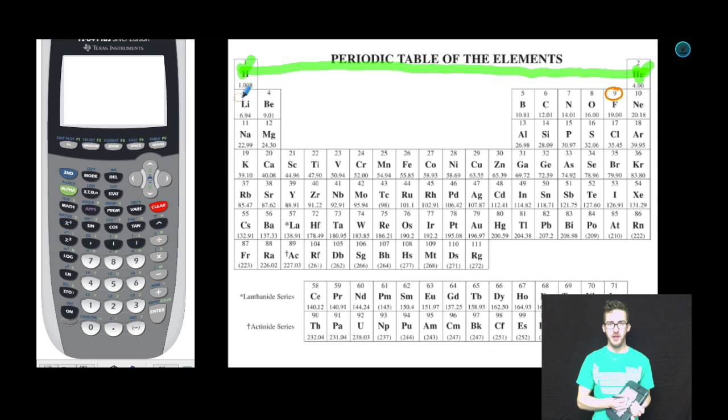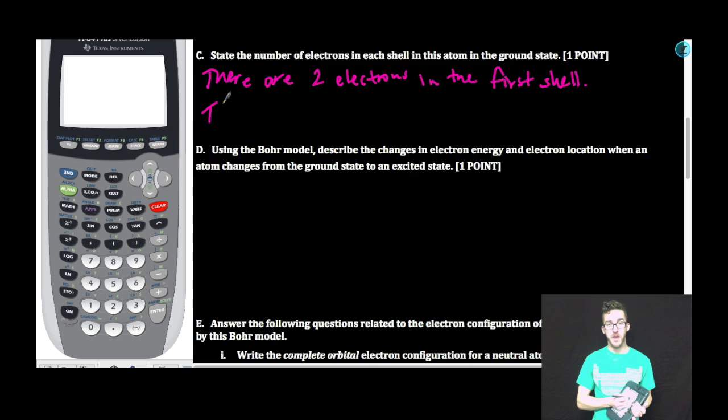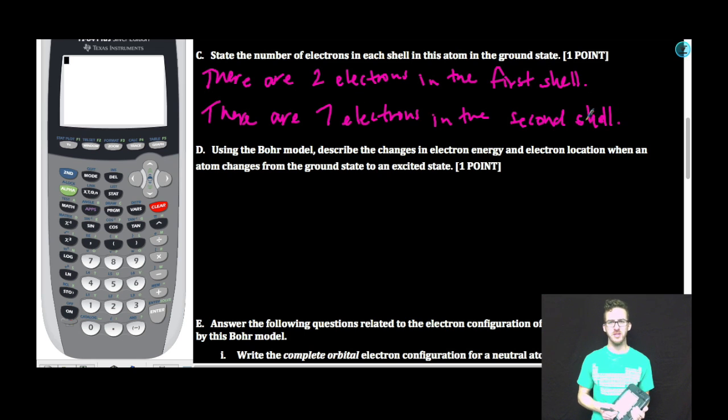Back to the periodic table. My second energy level of fluorine, stop at fluorine, contains 1, 2, 3, 4, 5, 6, 7 electrons total. There are 7 electrons in the second shell. Boom! Moving right along in this problem.